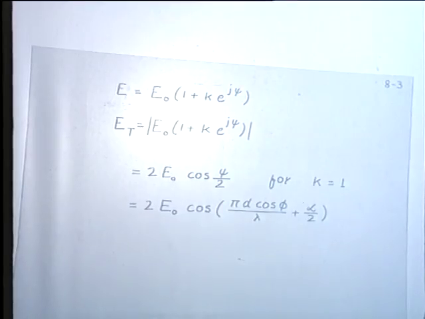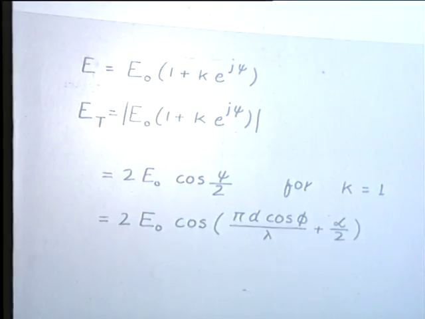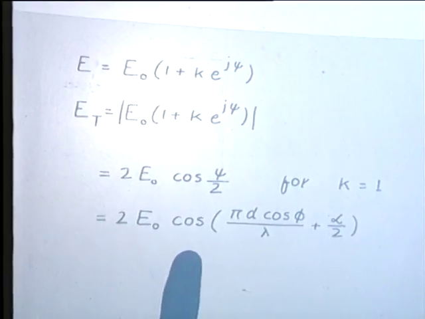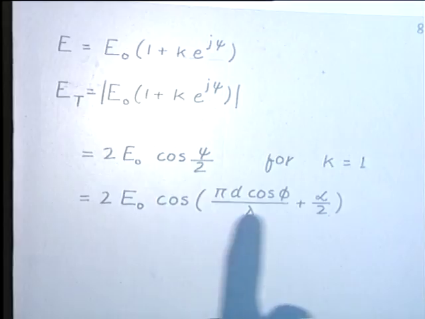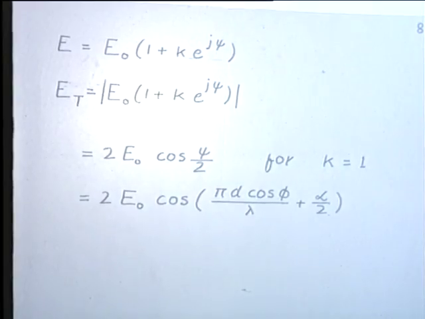Psi is the phase difference that we had identified, beta d cos phi plus alpha, and therefore the argument of the cosine function becomes pi d cos phi by lambda, recognizing that beta is 2 pi by lambda, plus alpha by 2.